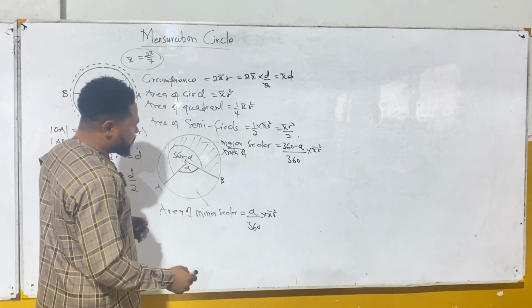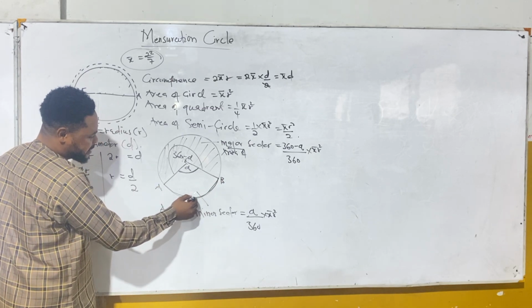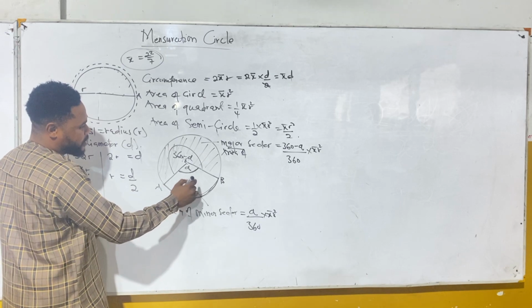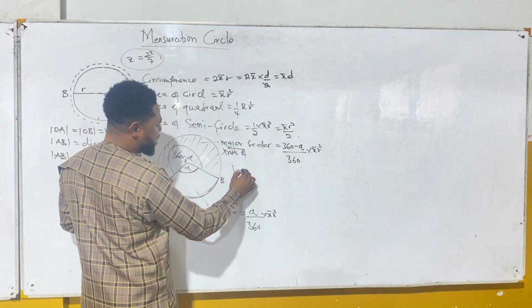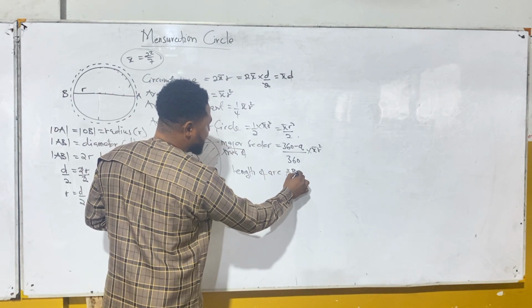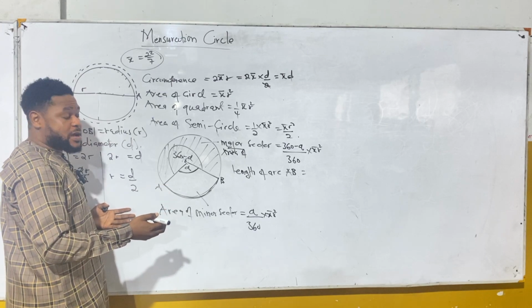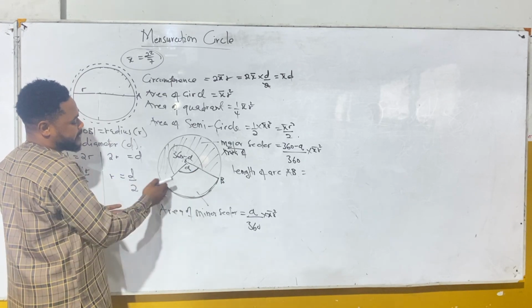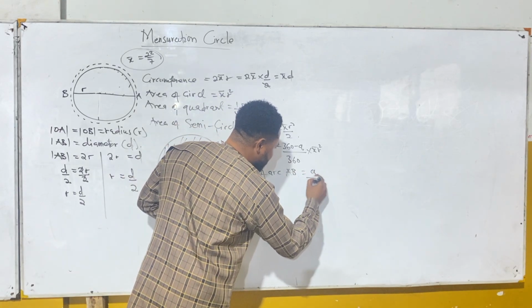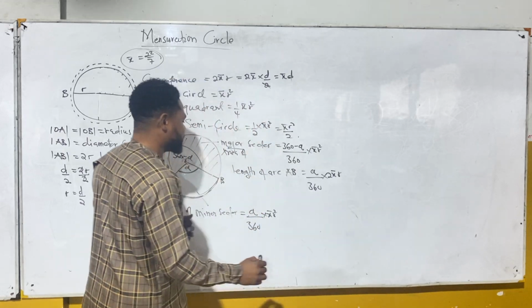Now, if we come to this side, we call it an arc. So we can be asked to find the length of this arc, the length of arc AB. To be precise, we can call it the minor arc. So the length of this minor arc will be equal to our angle over 360 times 2 pi r.